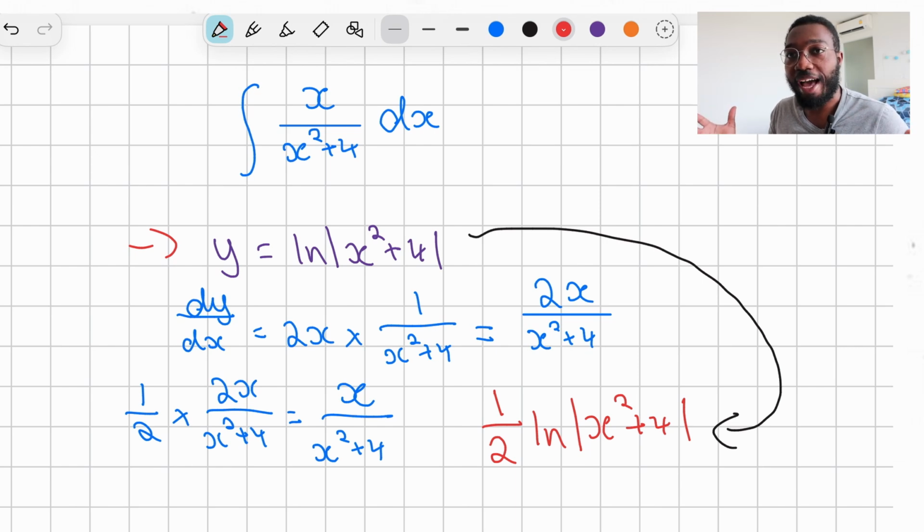So then, therefore, if you have x over x squared plus 4 and you integrate it, you'll have a half ln(x squared plus 4). Again, with these, this is what we would call the reverse chain rule, because we are using the chain rule in reverse order. Usually we use the chain rule when we're differentiating, but now we're using it to help us integrate. And because it's an indefinite integral, don't forget to add your plus c.